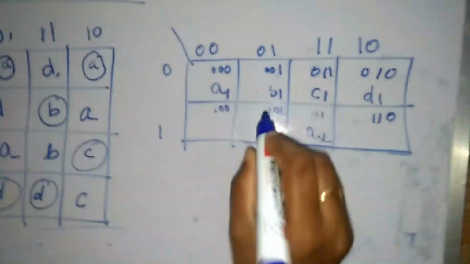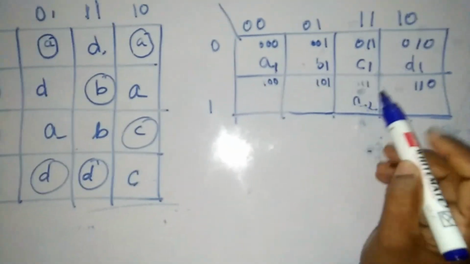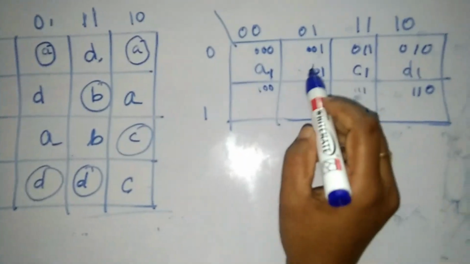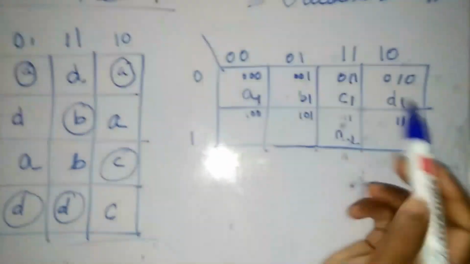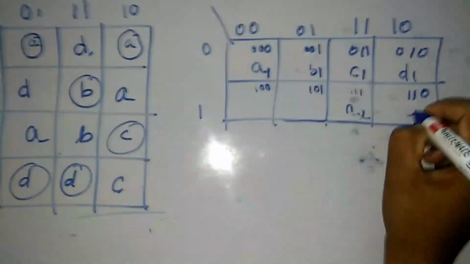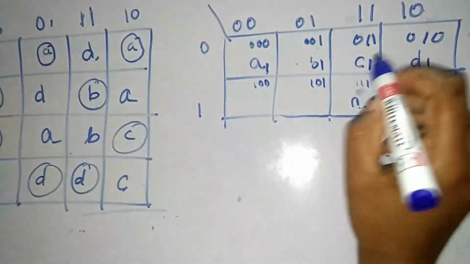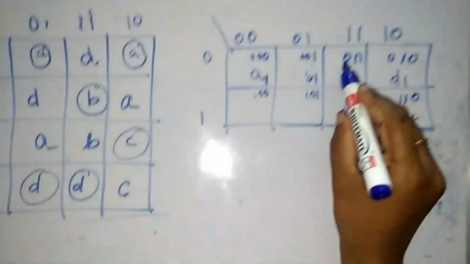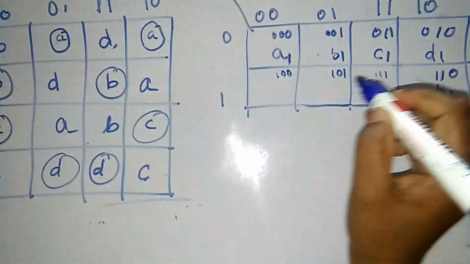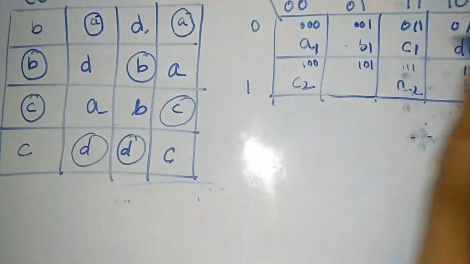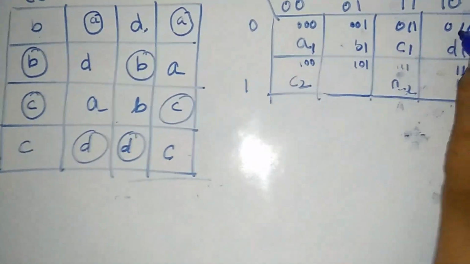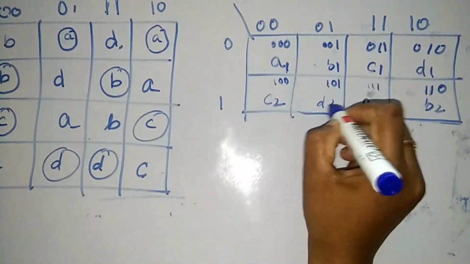So if I'm taking A1 as 0, 0, 0, the complement of A1 is 1, 1, 1. So I can assign it over here. Then if I'm taking B1, the complement of it is 1, 1, 0. So I can assign B2 as here. Okay. If I'm taking C1 as 0, 1, 1, the complement of it is 1, 0, 0, which I can assign over here. And D2's complement is 1, 0, 1, which I can assign over here.